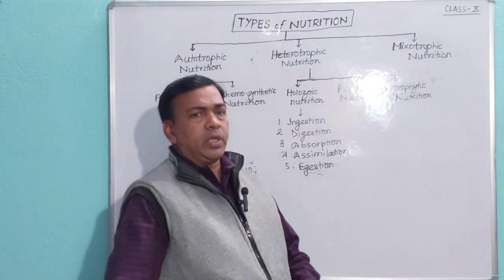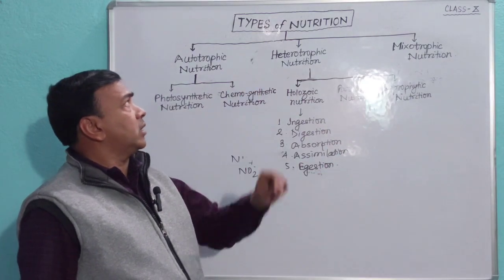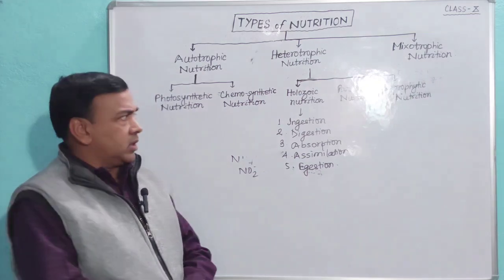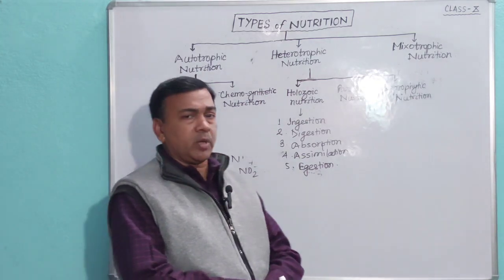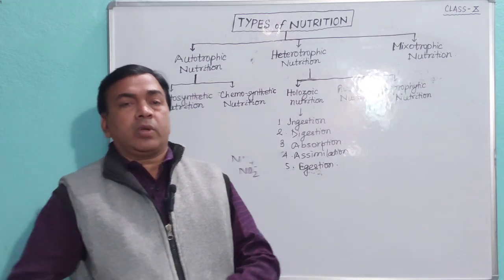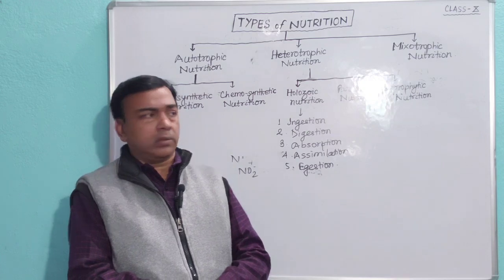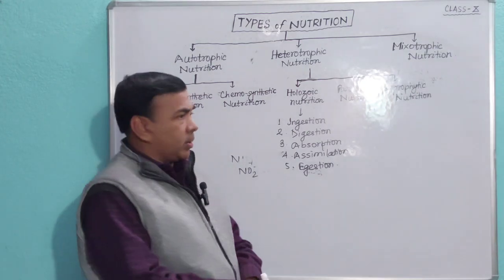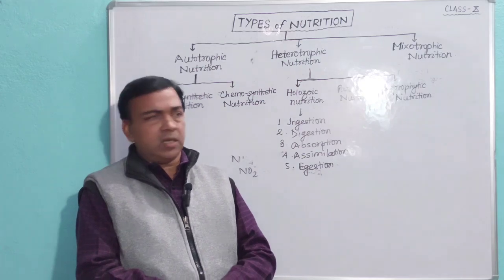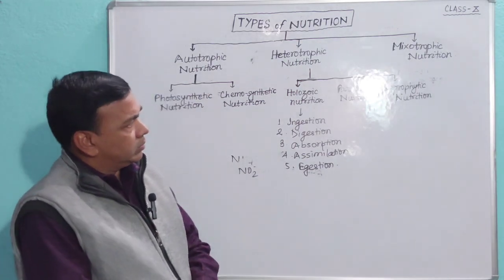What is saprophytic nutrition? Saprophytic nutrition is also a kind of heterotrophic nutrition. In this type of nutrition, organisms get their nutrition from dead and decaying organic matter. This type of nutrition is found in fungi and many bacteria, which are also decomposers.